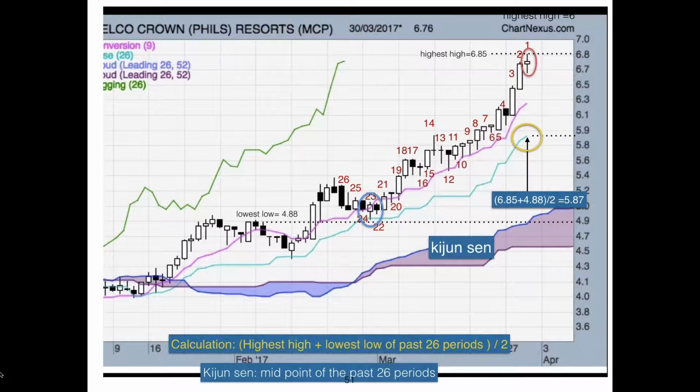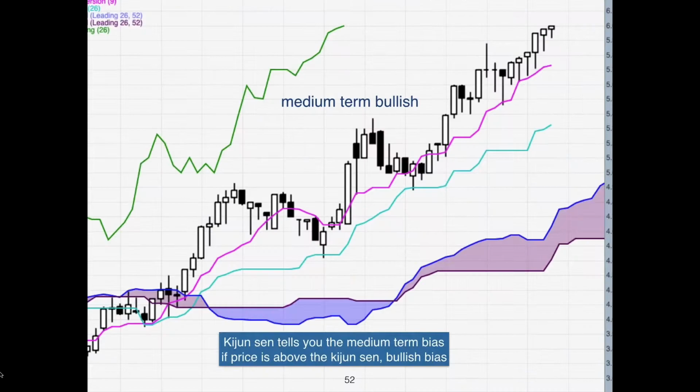Now the Kijun-sen tells you the medium-term bias of the market. If price is above the Kijun-sen line, then the medium-term trend is bullish. In this chart, price is above the Kijun-sen. As discussed earlier, the Kijun-sen is a measure of the price high and the price low for the past 26 periods and therefore is a good indicator of medium-term price equilibrium.